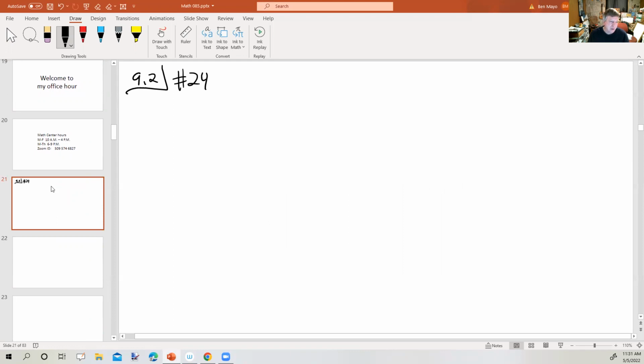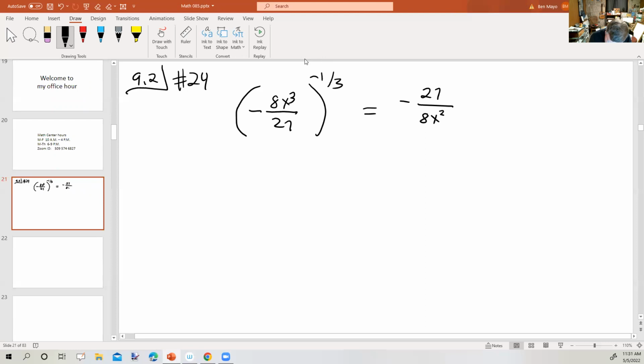What that last piece of instructions tells us is that we don't need to worry about absolute value because we're told the variable represents a positive real number. And we have the following: negative 8x cubed over 27, all to the negative 1/3 power. The first thing I'm going to do is take that outside power and make it positive. I'm going to do that by taking the reciprocal of what's inside the parentheses. And now that becomes raised to the positive 1/3 power.